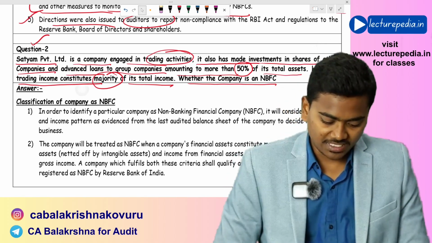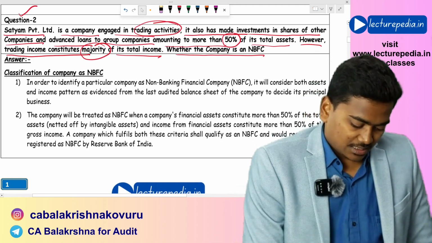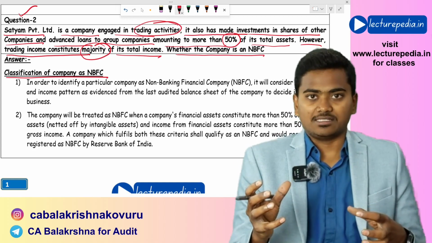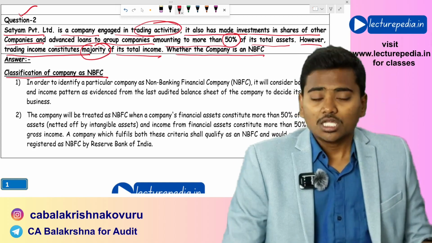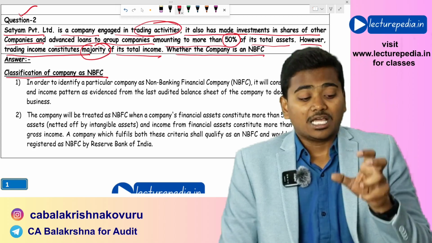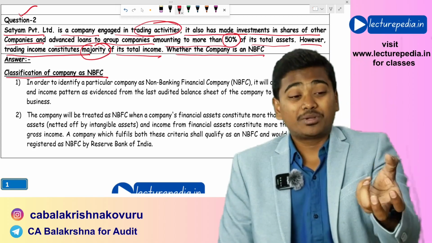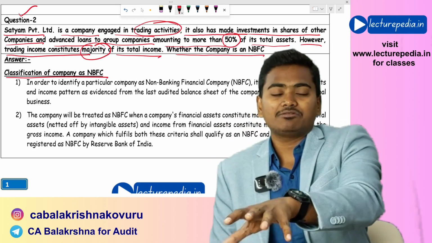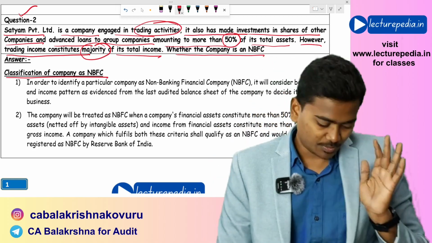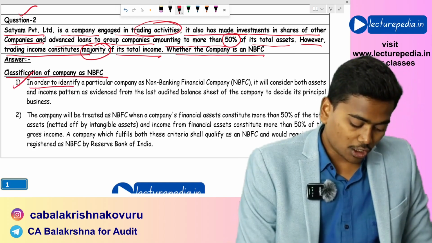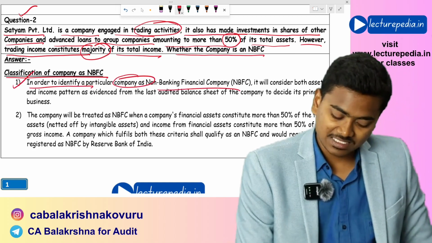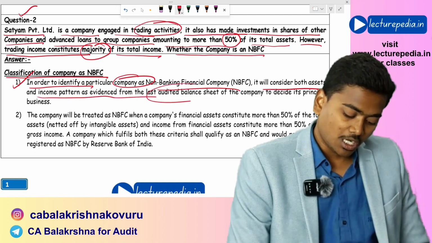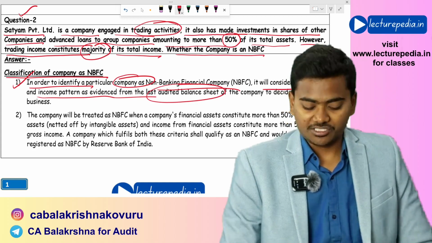What is this 50-50 test? Let us see. Basically, we will be calling it the 50-50 test or principal business test. Now, in order to decide that the principal business activity of a particular NBFC is financing activity, there is this particular test. Let us see. In order to identify a particular company as NBFC, it will consider both assets and income pattern as evidenced from the last audited balance sheet.